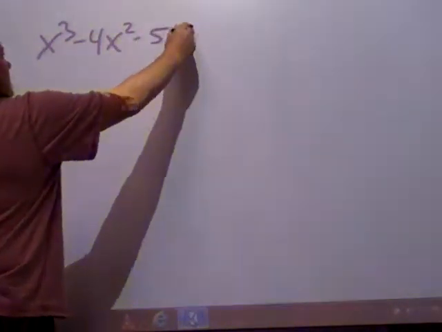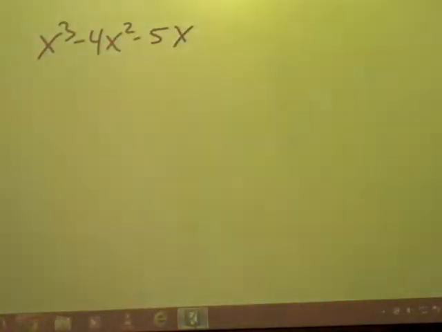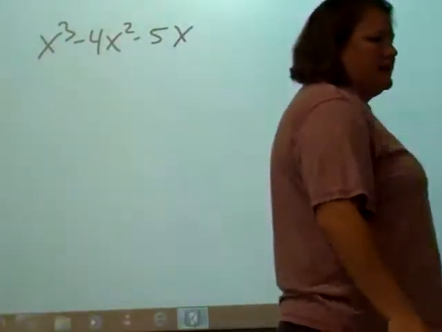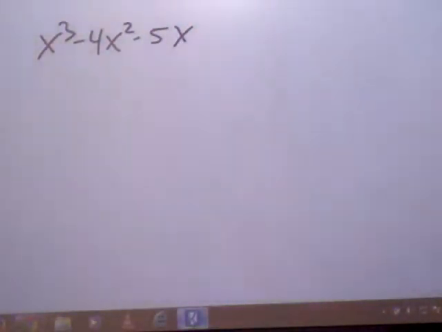Alright, we got x cubed minus 4x squared minus 5x. The directions say to factor completely. This will be an easy lesson because most of the stuff we've already been doing when we solved quadratics a couple of weeks ago. Remember, one of the methods that we could use was factoring. We had quadratic formula, complete the square, factoring, so we've already done a little bit of it. Today we're focusing only on factoring, not solving.